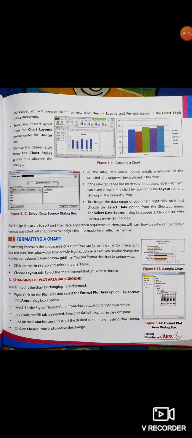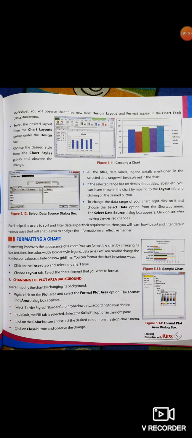Okay, so if we want to change the data range of our chart, we have to right click on it and choose the select data option from the shortcut menu. The select data source dialog box appears, as you can see in the figure 5.2. This is how a select data source dialog box looks like. Okay, now we have to click on OK after making the desired change. Okay, Excel also helps the users to sort and filter data as per the user requirement.